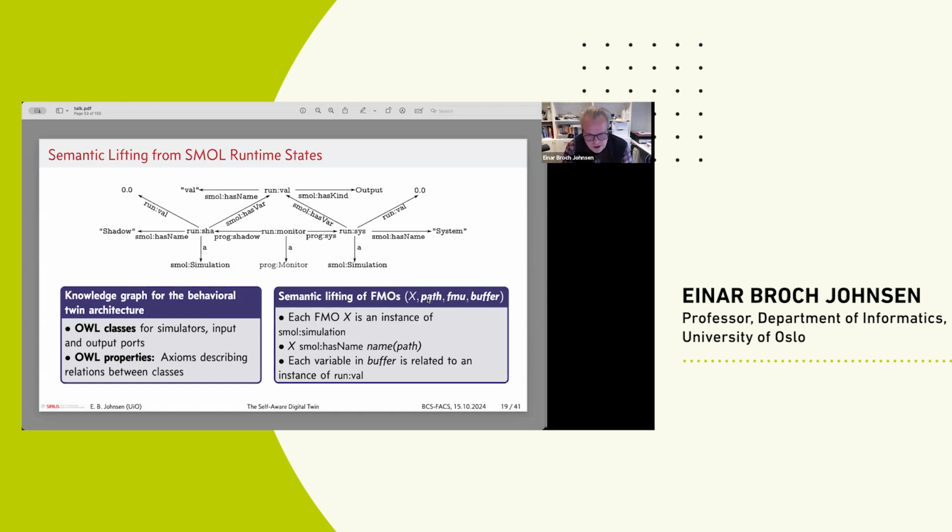Now these FMOs, they are black boxes for us, so we don't know how they are implemented, and we don't know how to represent them or their implementation in the knowledge graph. So we are simply here lifting a model descriptor, an explanation of what kind of model it is. We are lifting its path, so we know where to retrieve it. And we are lifting the buffer, so basically the input-output value. So we can at any time see which data is being exchanged with this black box without actually knowing what it is doing inside.